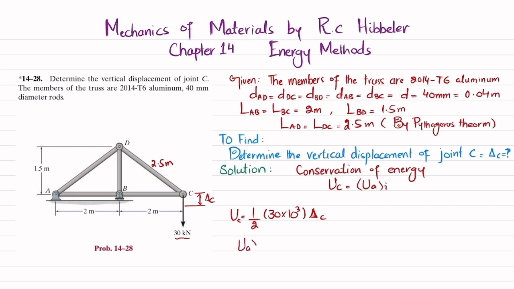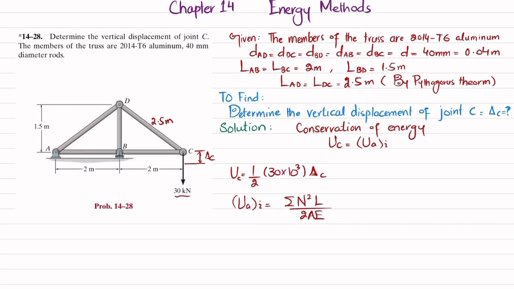And what about UAI? We know that UAI is equal to the sum of n square L divided by 2AE, where n is the axial load in each member. So for every member, we have to write 1 over 2AE. You can see we have 1, 2, 3, 4, 5 members. So I will write FAD square into length LAD plus FDC square into LDC plus FBD square into LBD plus FAB square into LAB plus FBC square into LBC.